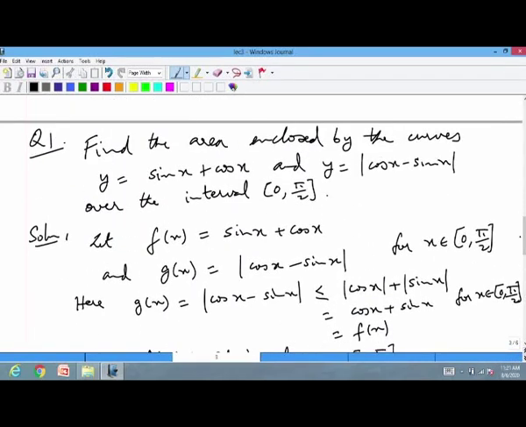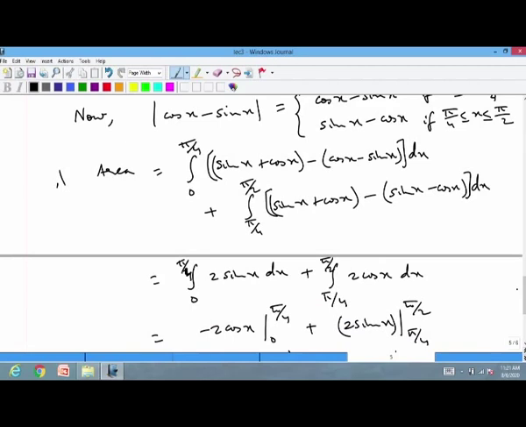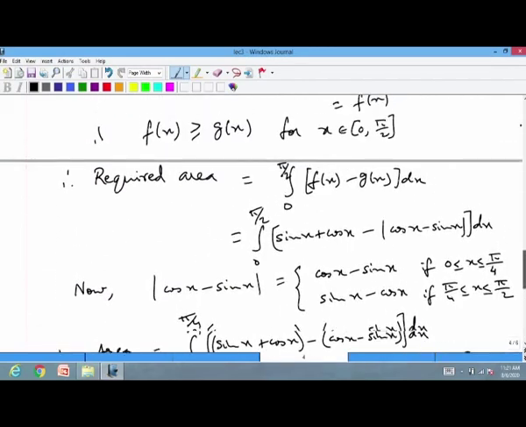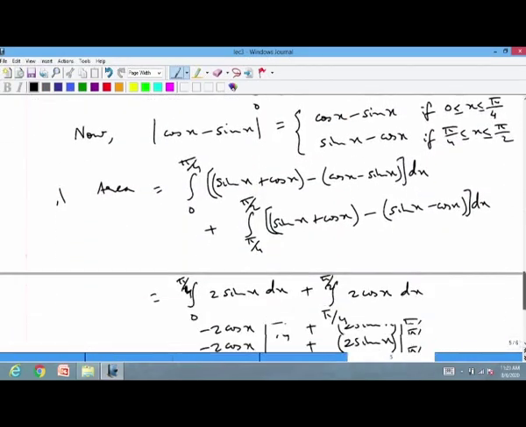So, of course, in this question you could have drawn the graph of these functions sin x plus cos x and mod cos x minus sin x, and then found this area, but it is not even necessary to draw the graph, because we can see that in this case f x is greater than or equal to g x.